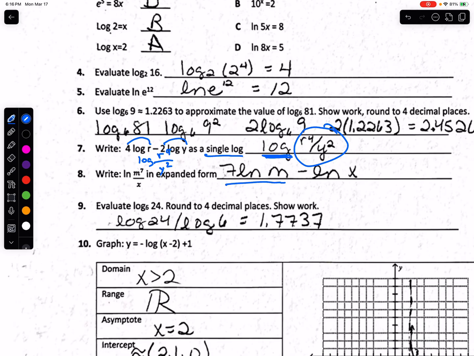How do you know if it's ln or log? Because it's ln right here. It's a good question, right? Because it gets confusing. You're like, what the hell's even happening anymore? I don't know.